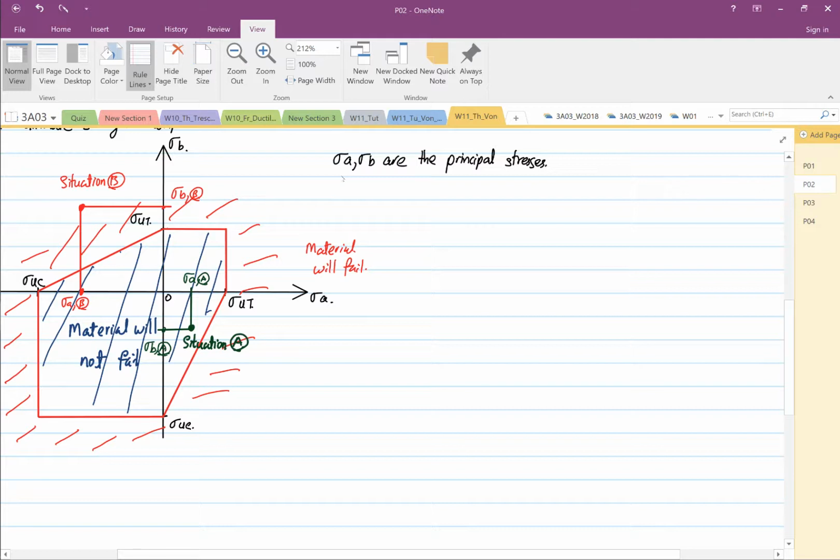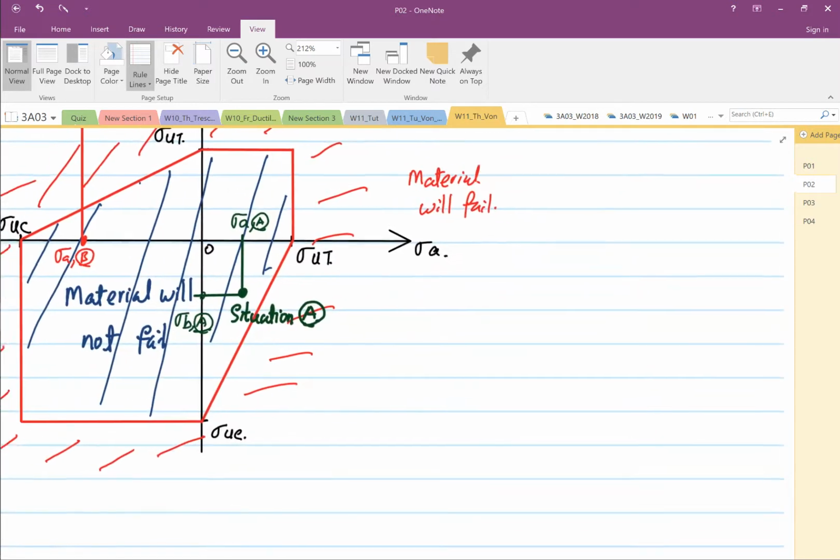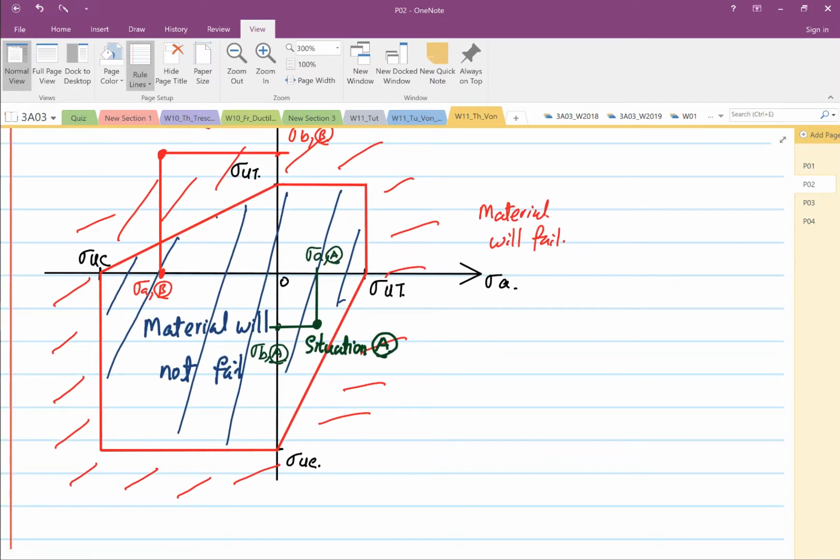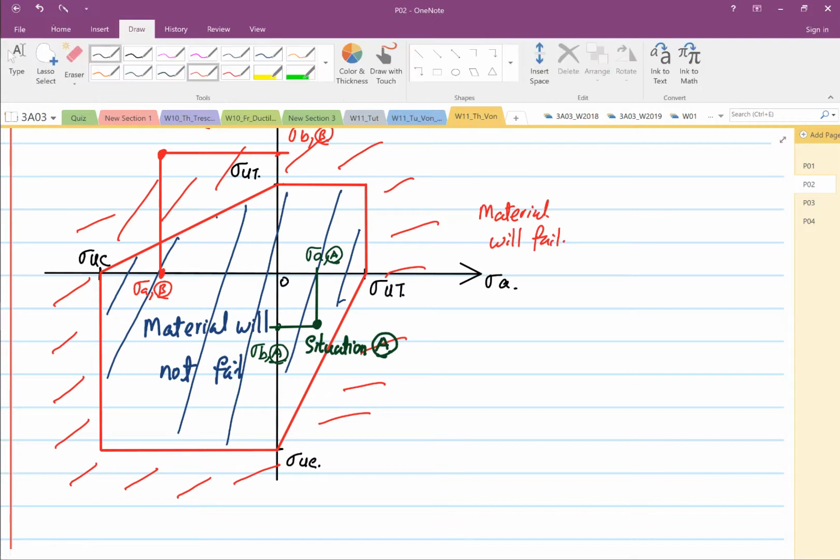Right, so this is part 3. So how do we know, based on stress, whether the point is in this situation or the point is inside the boundary?